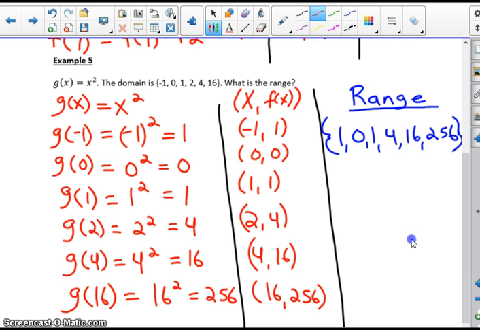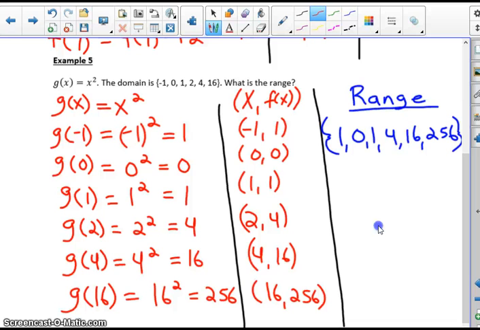Likewise, example 5 is done very much in a similar fashion. My function is g of x equals x squared. Before I would think of it as y equals x squared, now it's g of x equals x squared. If I plug in my domain values, -1, 0, 1, 2, 4, and 16, I get my set of range values. I have my ordered pairs there, and I can determine what my range values are. My range is 1, 0, 1, 4, 16, and 256.